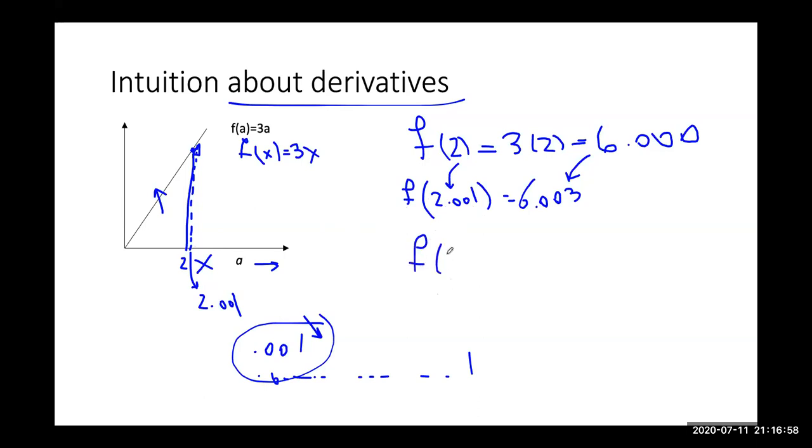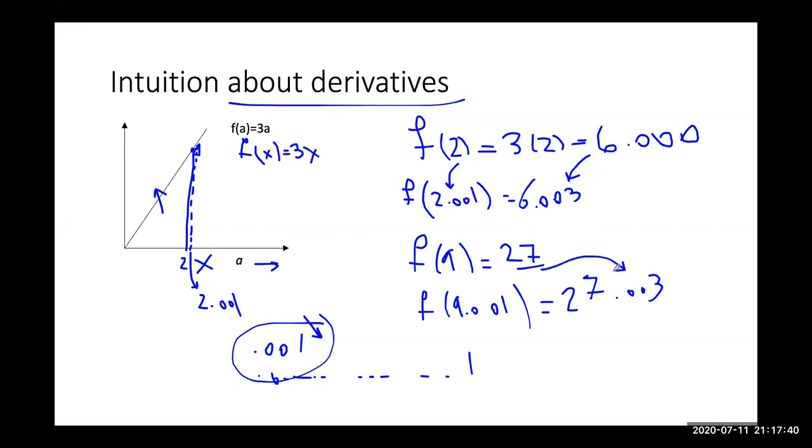If I plug in number 9, f of 9 will be 3 times 9, 27, okay? And if I move 9 by one tiny unit, 9.001, this again will be 3 times 9.001, it will be 27.003. Same thing. So I moved A by one unit and I got my Y moved by 3 units. Remember, our unit is 0.001. Okay. So when we have a linear function like this, this is what happens.